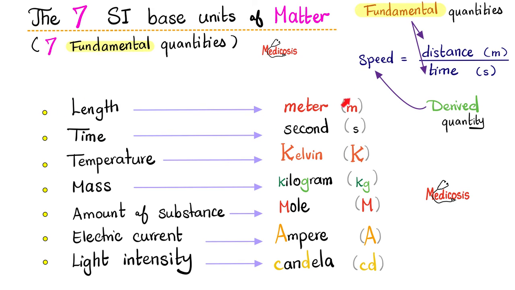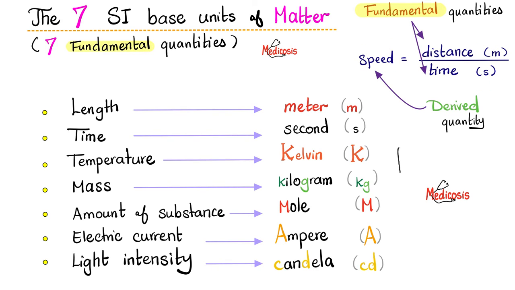We measure length in meters, time in seconds, temperature in Kelvin, mass in kilograms, amount of substance, moles, electric current, amperes, light intensity, candela. These are the 7 fundamental quantities or SI base units. Speed is derived from distance over time. That's why speed is measured in meters per second.